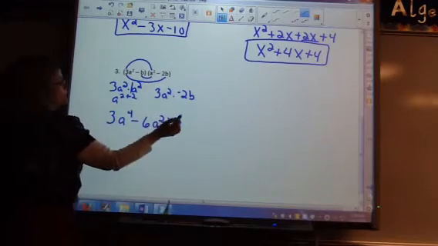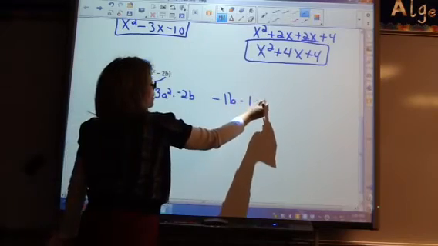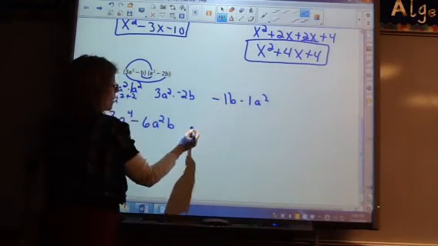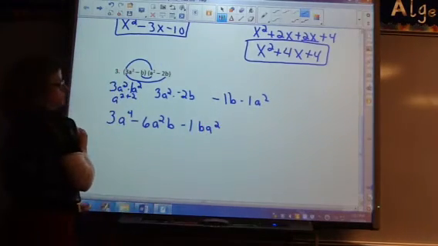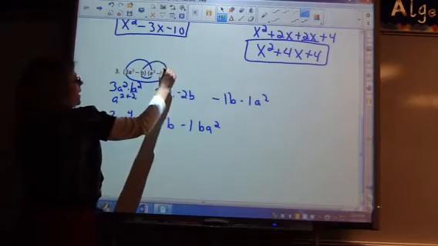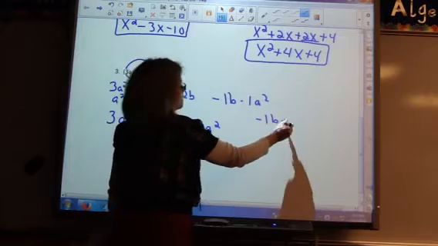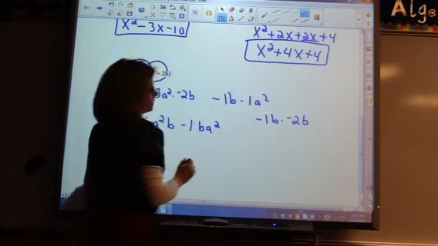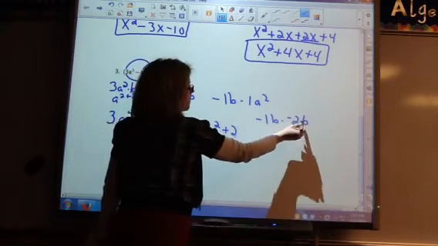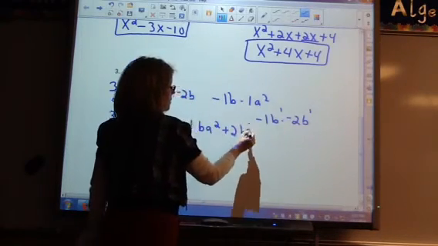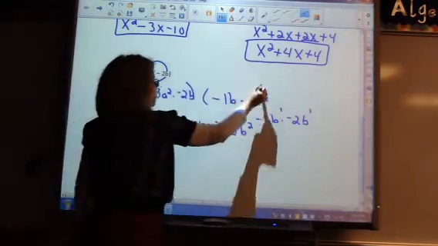Then we have our inner, which is a negative 1b times 1a squared. Well, negative 1 times 1 is a negative 1, and then you have b a squared. And then we do our last, which is negative 1b times negative 2b. So negative 1 times a negative 2 is a positive 2. B times b, add those exponents, b squared. So this is what we had to do when we FOILed.